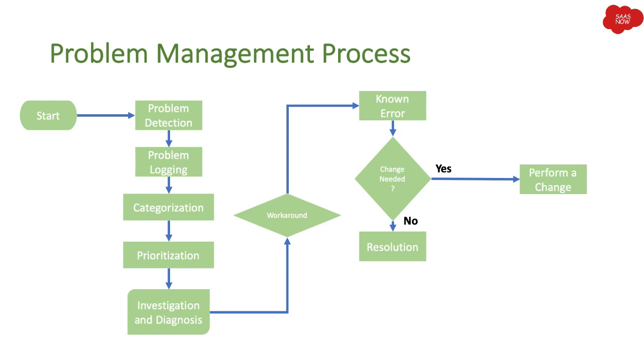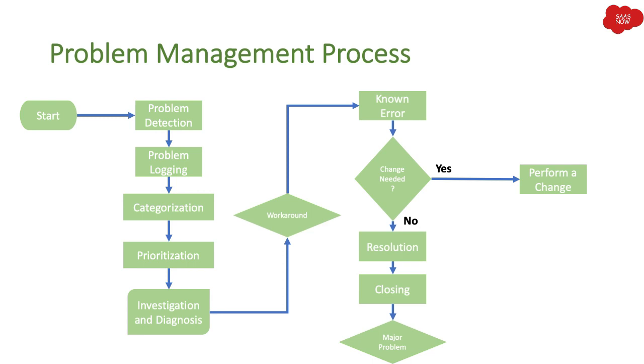So if the activity which you have found after investigation, which can resolve the issue, does not need any kind of change, then you can directly go for this resolution. If it needs a change, then you will perform the change and implement it. Then we have closing. That means you will close the problem, that you are done with the complete problem management process life cycle.